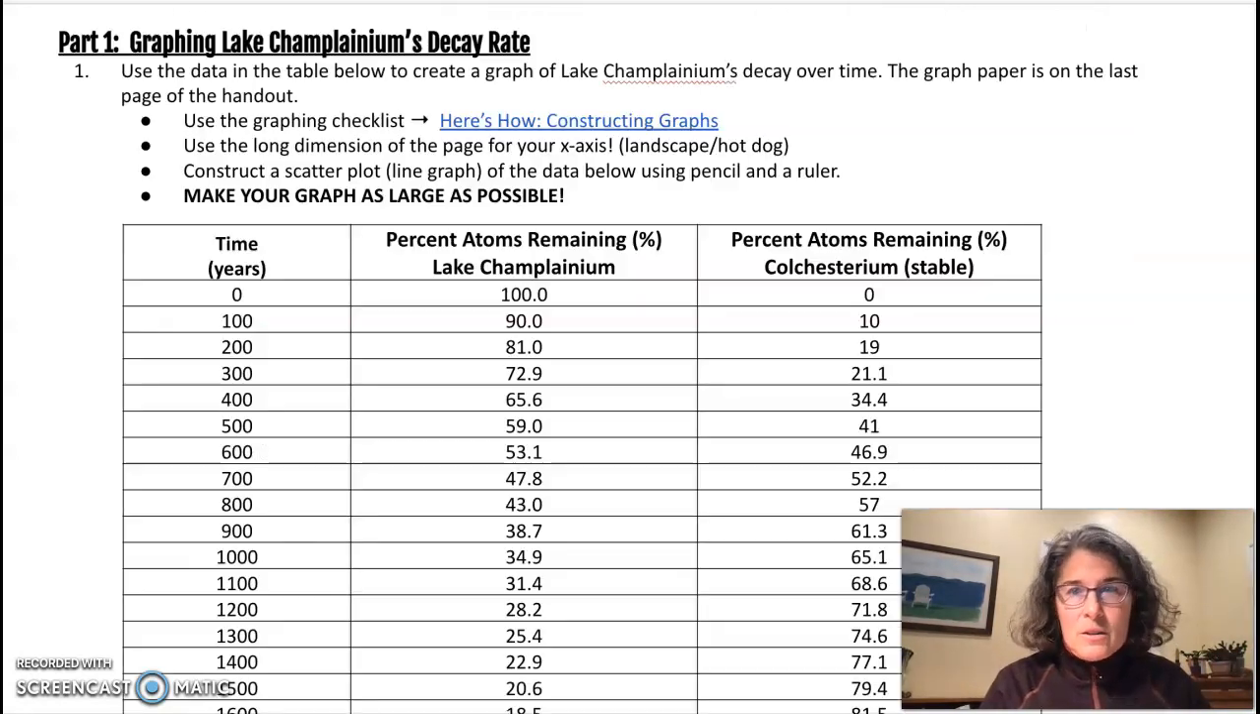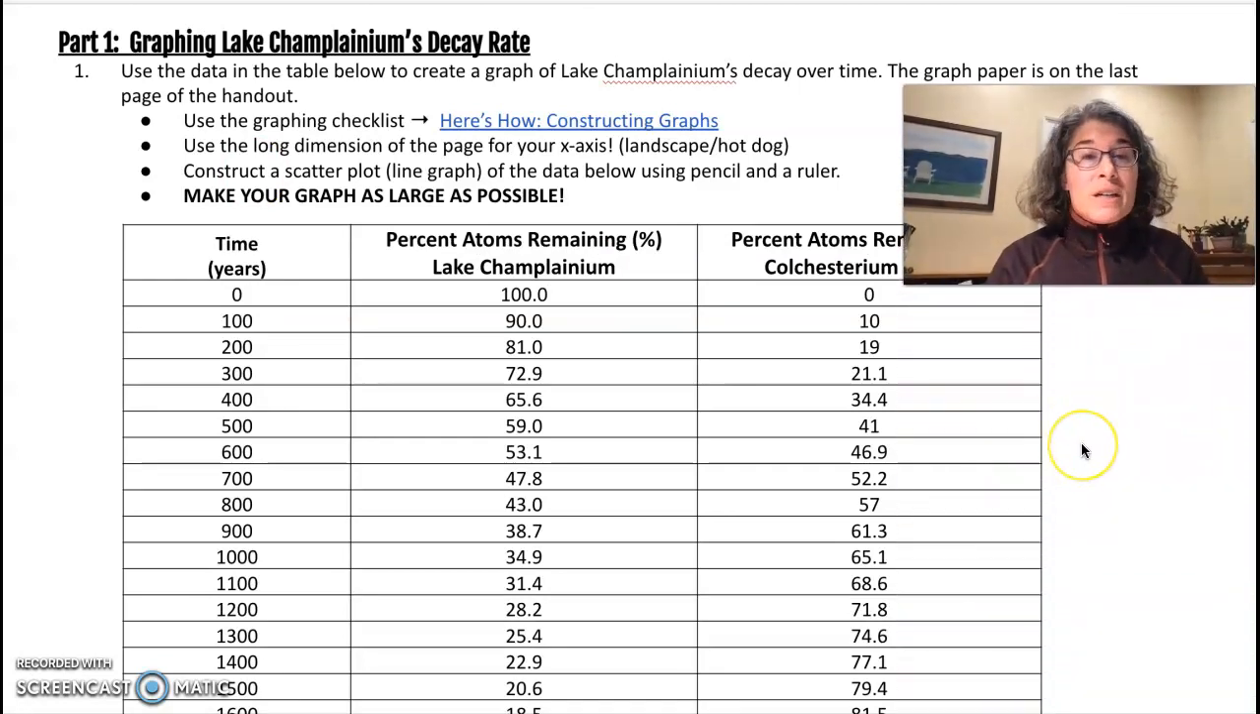Once you've done that, you're going to be looking at the next page and you're going to find a big long data set here. Your job with this data set is to construct a graph that shows how Lake Champlain decays over time. So you'll notice that you have 3 columns of data. You have time in years, you have percent atoms remaining of Lake Champlain, and you have percent atoms remaining of Colchesterium. So for this, you are going to be creating a scatter plot or a line graph. It's actually going to have 2 different curves to it.